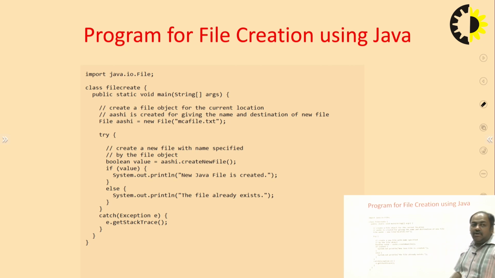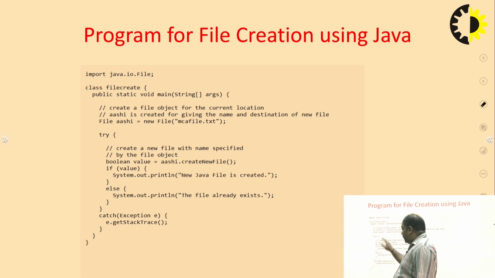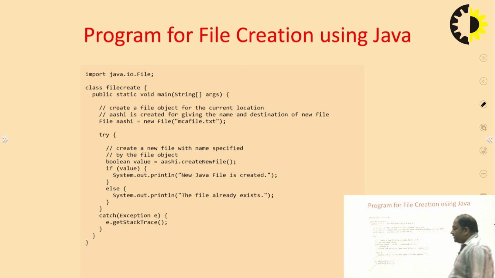If this file is already created or exists in that drive or in any location which we have specified, then it will show the file already exists. And for any exception, we use a try and catch block, and using getStackTrace we catch an exception. So using this program we have created a file.